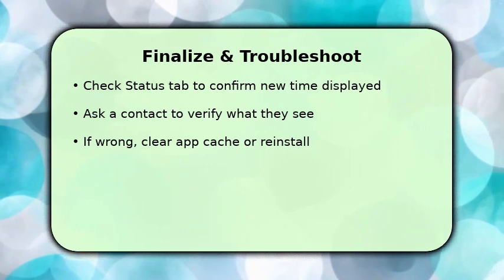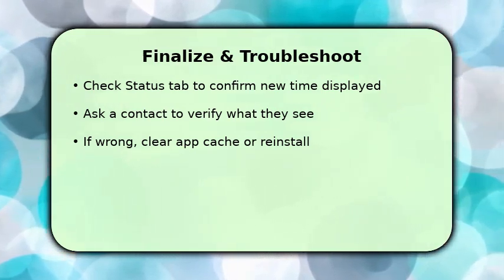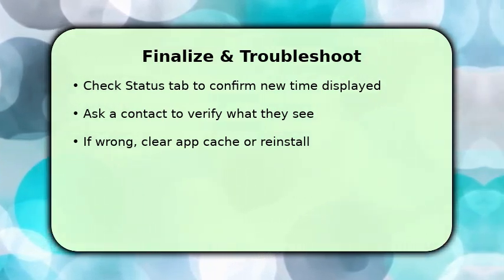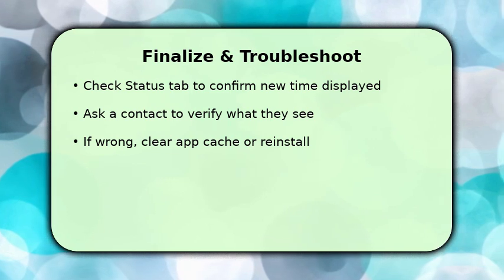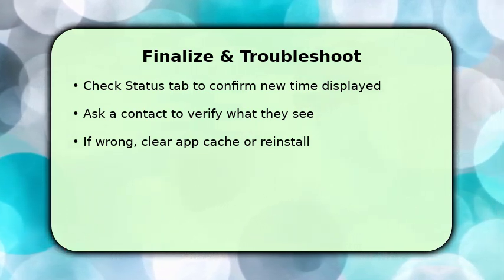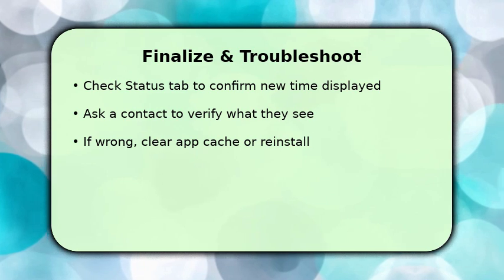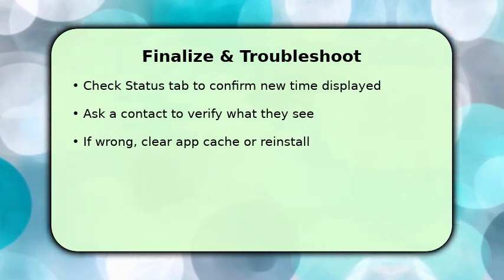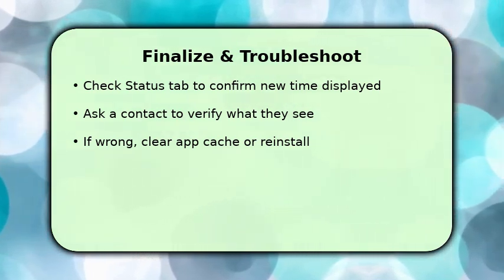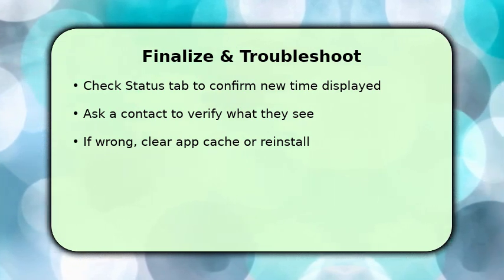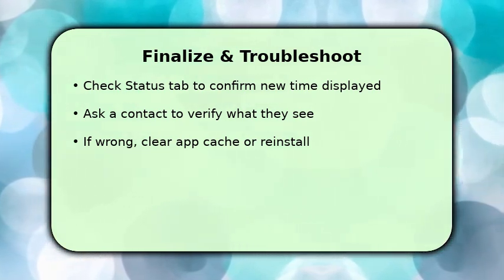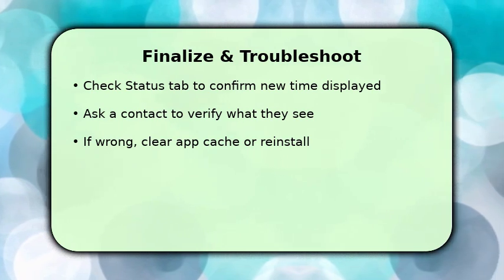That confirms success. If you need confirmation, ask a contact to check their status view because timestamps can vary by device clock or app sync. If the time still shows incorrectly, try clearing WhatsApp cache or restarting the phone. As a last resort, reinstalling the app will force metadata refresh. Remember, network lag and recipient device time can affect what others see.